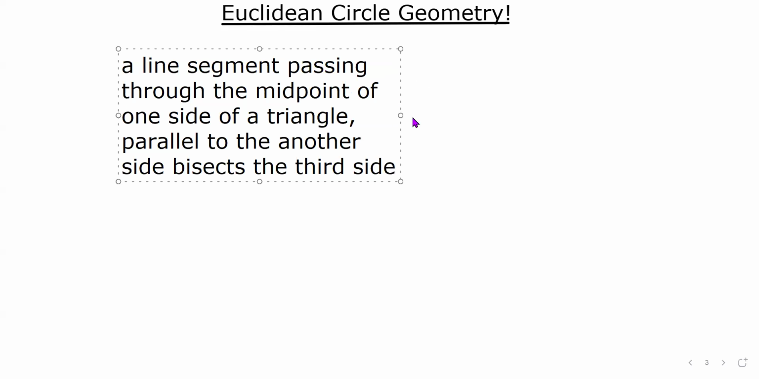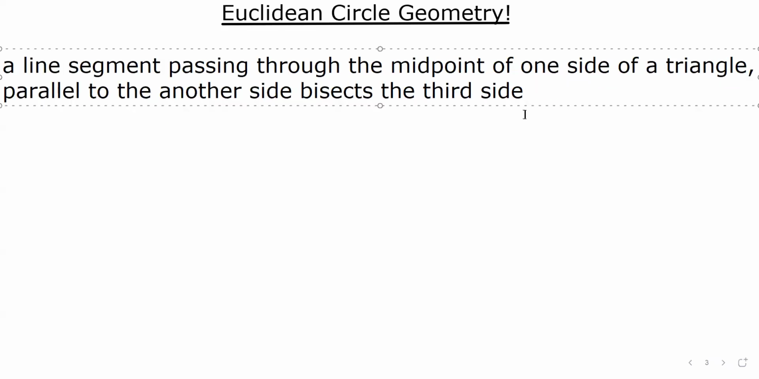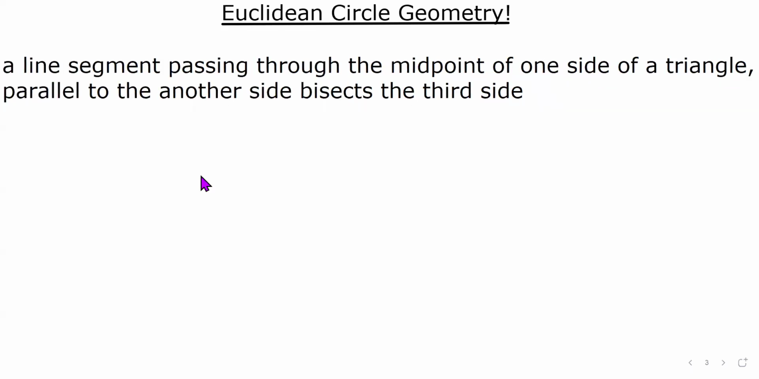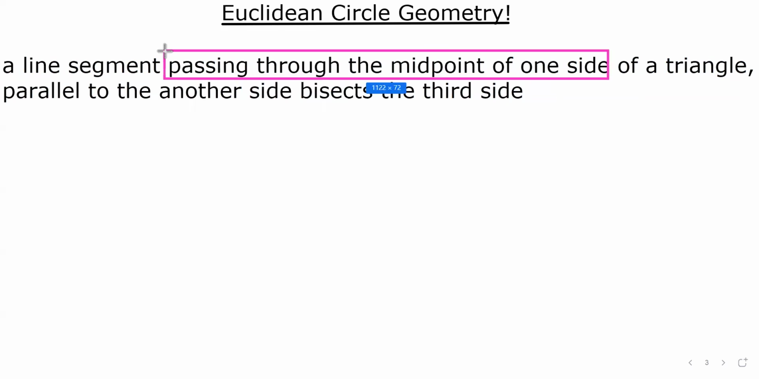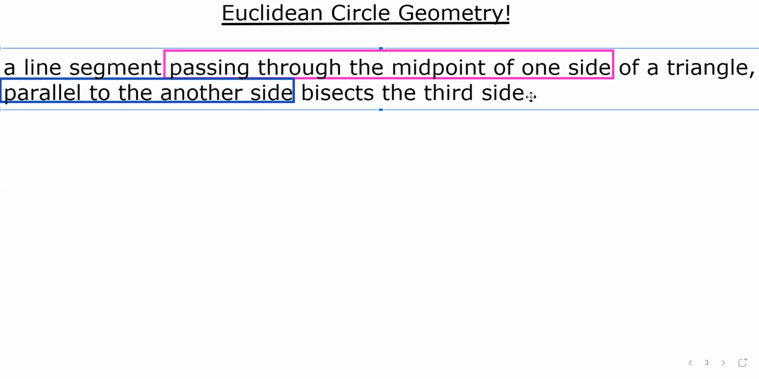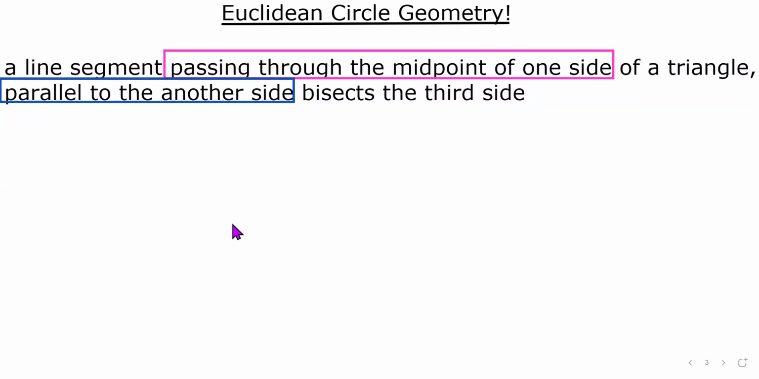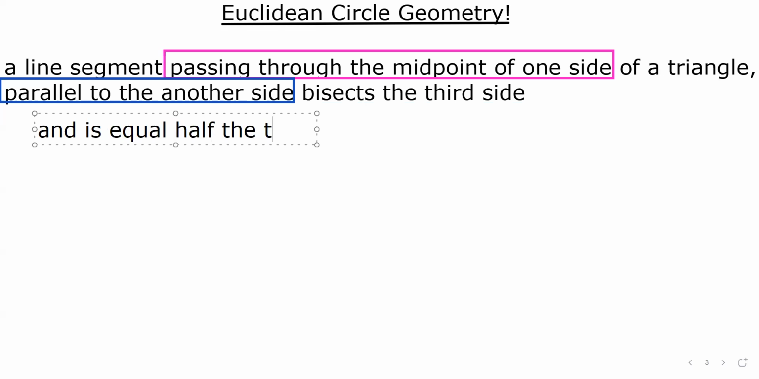In other words, two conditions must be satisfied in order for this line to bisect the third side. The first condition is it must pass through the midpoint of one side of a triangle. The second condition is it must be parallel to another side. And if those two are true, then it will bisect the third side. But that's not all. This is the next part: and is equal to half the third side. That's how it works.